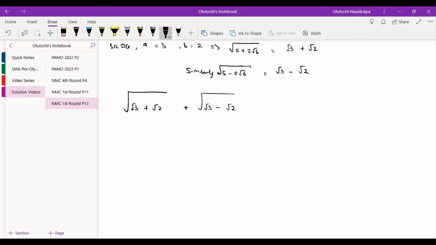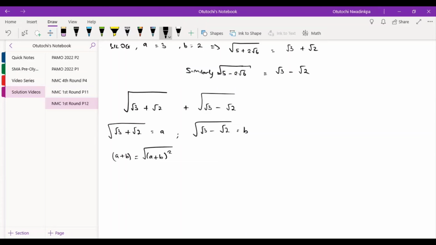Now this is easier to deal with, right? Why? Because we can set root 3 plus root 2 equal to a, and root 3 minus root 2 equal to b. Sorry, the root of it. Now you're looking for root a plus root b, right? Why did I say that this is much easier than dealing with fourth root directly? Because from this we can get that root a plus root b is equal to the root of root a plus root b squared.